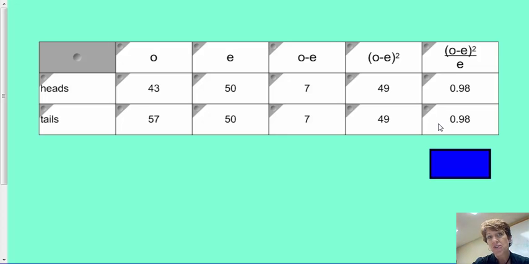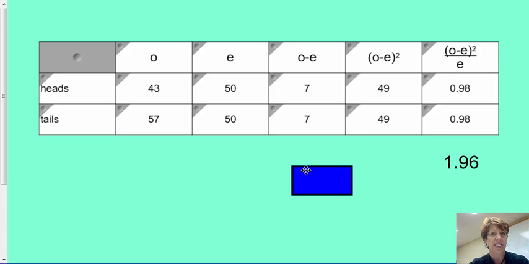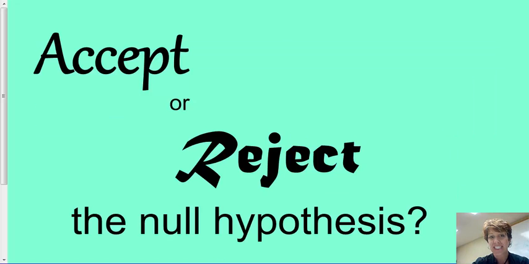Now, if at any time during these videos you want to pause and do the math yourself and make sure you're getting the same values that I get, I would totally encourage that. Now, you remember in our formula, it said that chi-square is equal to the sum of these values. So I take these two numbers, add them together, and I get 1.96. So 1.96 is equal to chi-square. I now have finished the math, but I haven't accepted or rejected yet. So I have to figure out, am I going to accept or reject my null hypothesis?